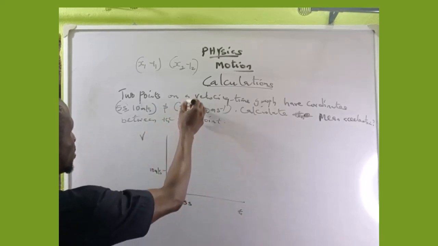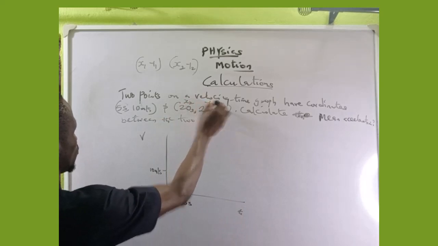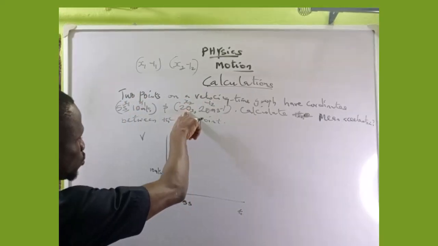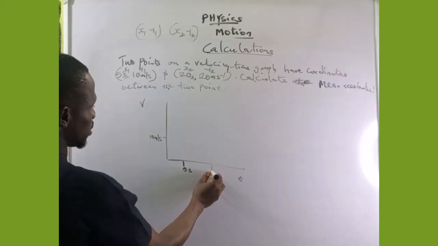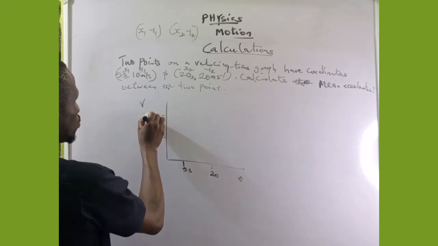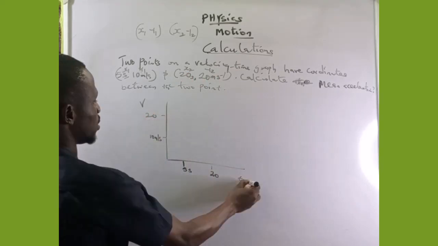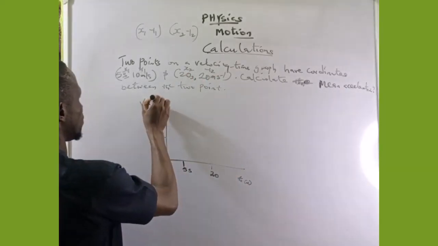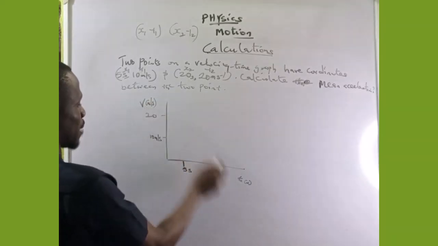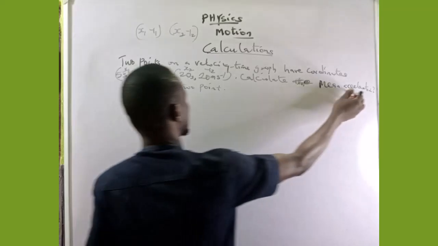Come over here. This is x2, y2. Here is x1, y1. So what is x2? 20 seconds. y2 will be what? 20 meters per second. This is in seconds, this is in meters per second. So the slope of a velocity time graph is what we call the acceleration, is it not?